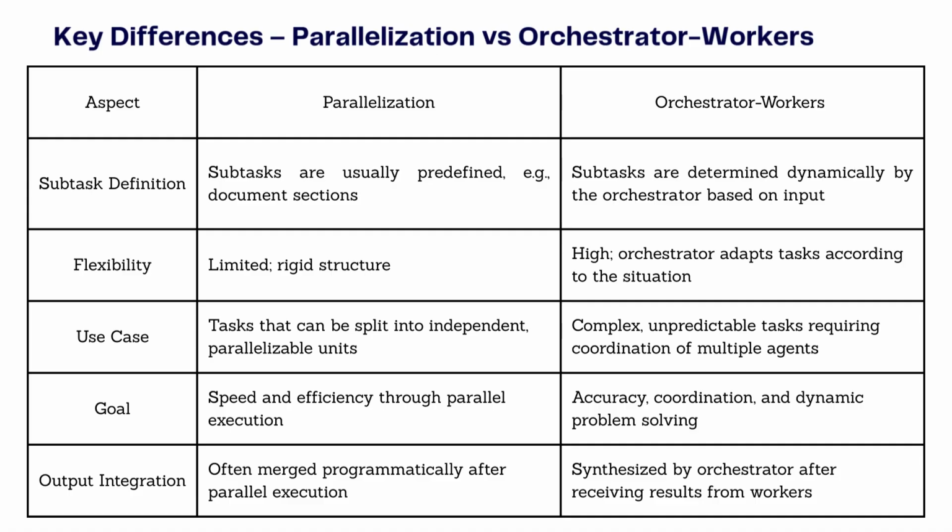In contrast, orchestrator workers is all about flexibility. The orchestrator decides the subtasks dynamically based on the specific input. It coordinates specialized worker agents, integrates their outputs, and adapts as needed. So, while parallelization is ideal for tasks with a clear, fixed structure, orchestrator workers shines in large, complex processes, where coordinated, multi-step efforts from specialized agents lead to more accurate and reliable outcomes.